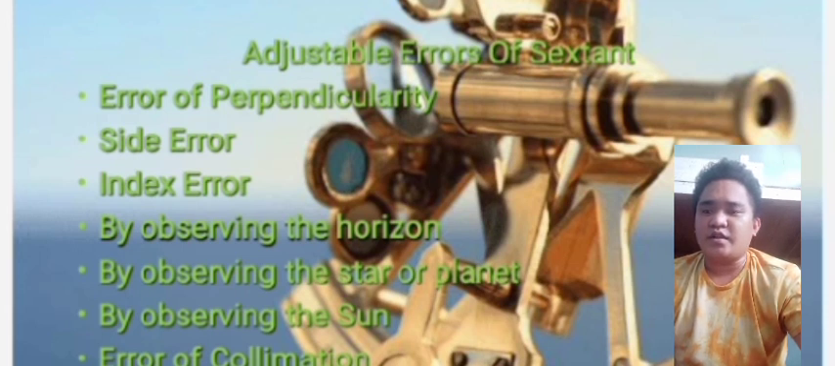Index error is when the sextant does not read zero when the index and horizon mirrors are parallel. And next is by observing the horizon, by observing a star or planet, by observing the sun. And last is error of collimation. Error of collimation occurs when the axis of collimation is not truly horizontal when the instrument is level.